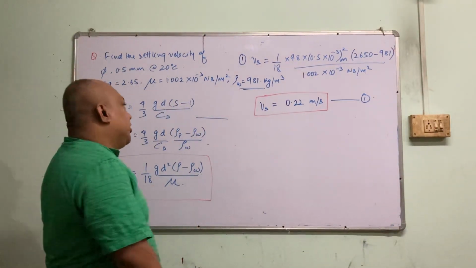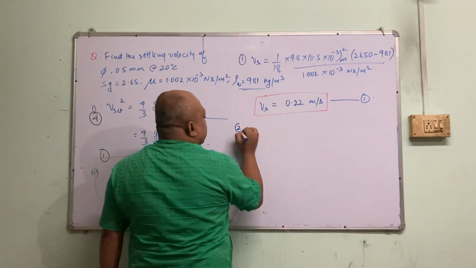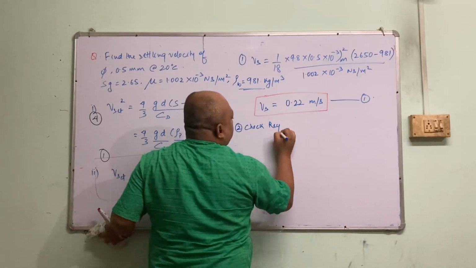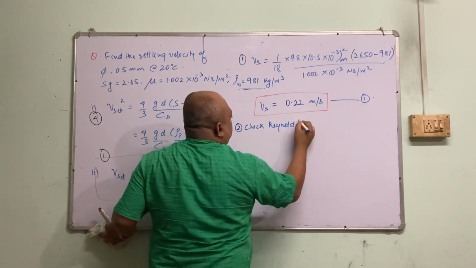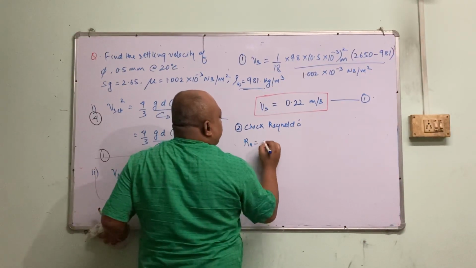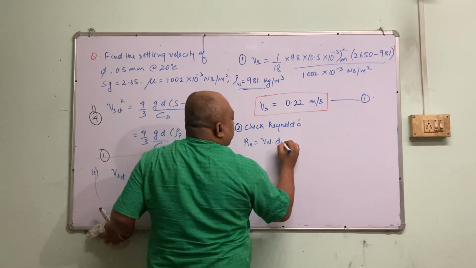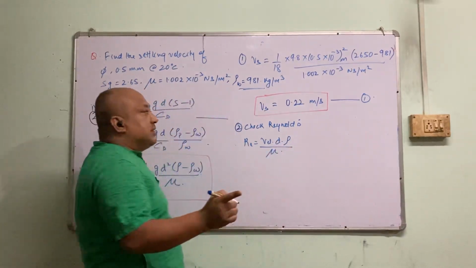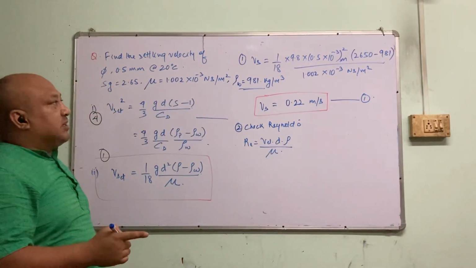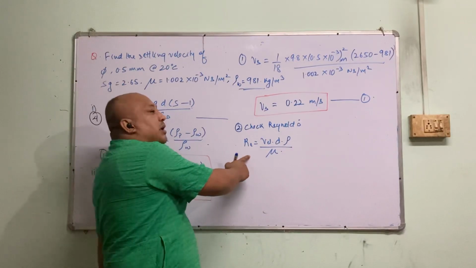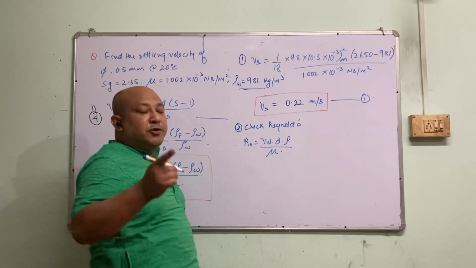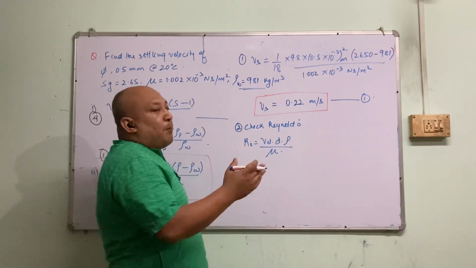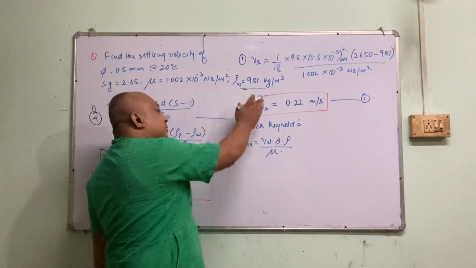Now we have to check. Step number two is check the Reynolds number. So Re is equal to velocity into diameter into density divided by mu. And I remind you, my dear students, whenever you write steps, always include the formula. This way it will be very difficult for you to forget the formula. Otherwise, even the faculty will think you are copying from your friends. So always mention the formula.